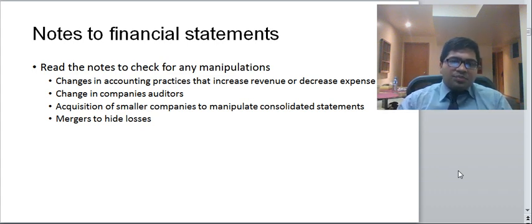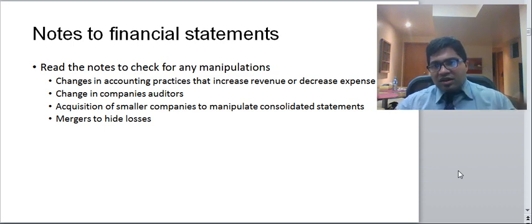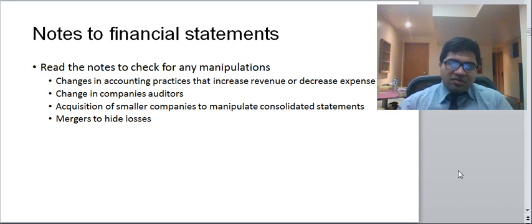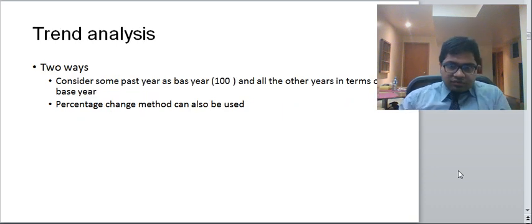Acquisition of smaller companies to manipulate the consolidated statement. When you acquire a smaller company, you merge financial statements, so that may lead to a positive impact that may not be sustainable. And also you need to check for mergers that are done to hide losses.